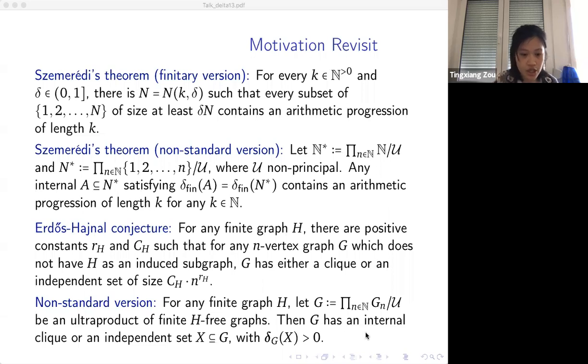Then G has an internal clique or independent set X with the coarse dimension with respect to G of this X is bigger than zero.